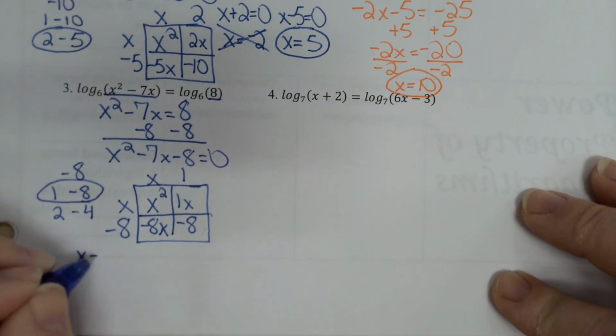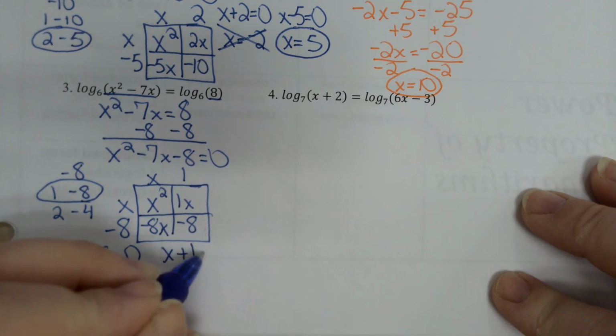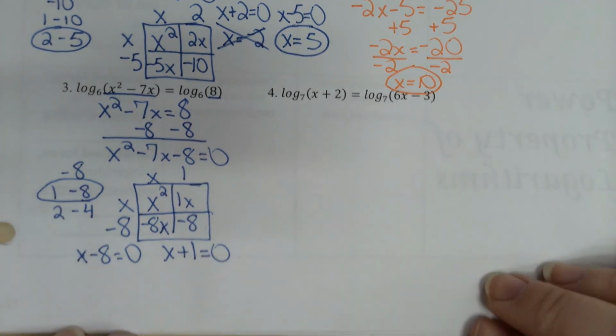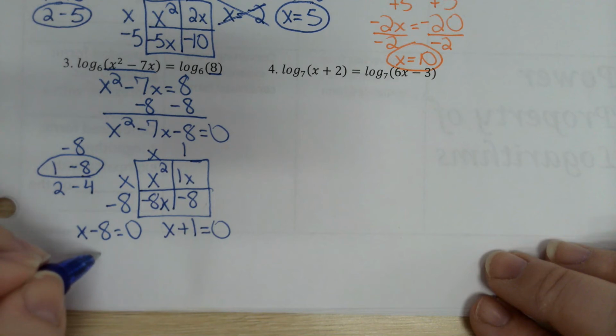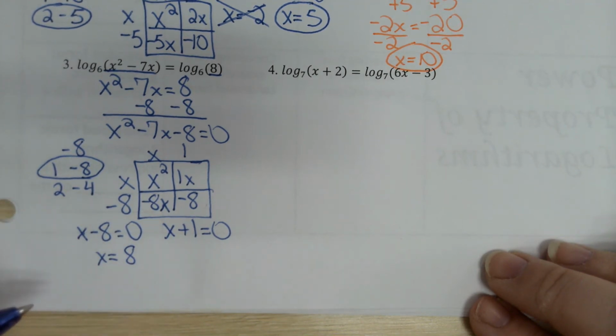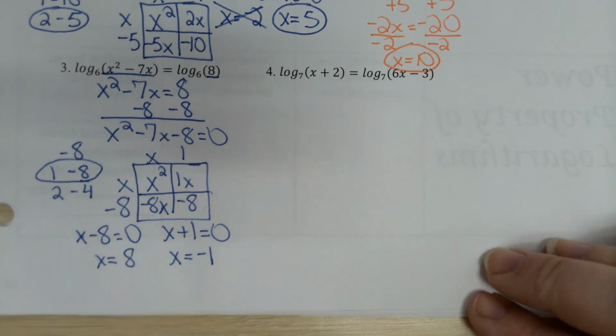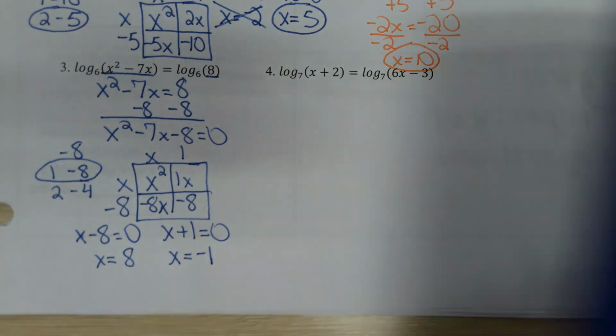So we'll have x minus 8 equals 0 and x plus 1 equals 0. Add 8 to both sides and we get x equals 8. Subtract 1 from both sides and x equals -1. Let's check those arguments.